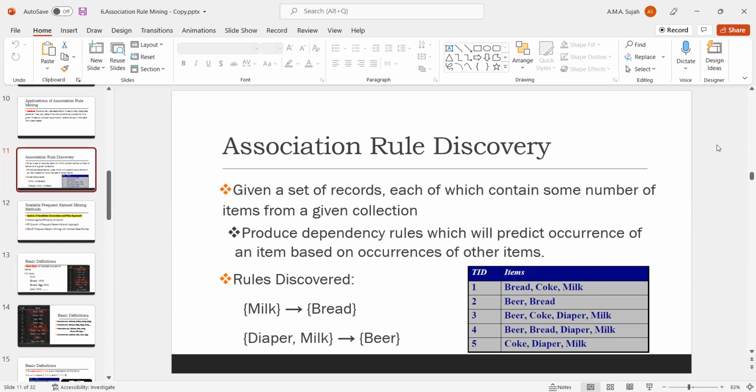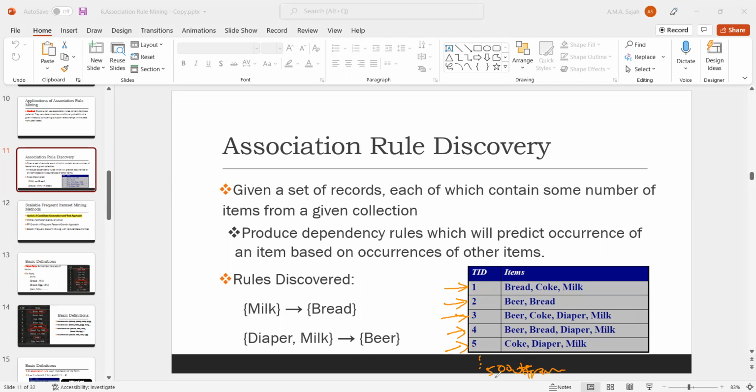Let's look at the table here. This is one shop's transactions. Day by day transactions are described here. One person goes to the supermarket and buys bread, coke and milk. One person buys bread and beer. This is the way their transactions happen. Not only 5 transactions, there are 5,000 transactions happening a day.